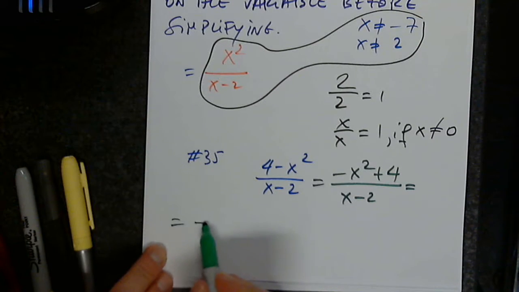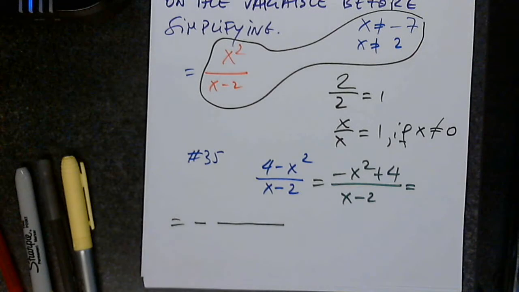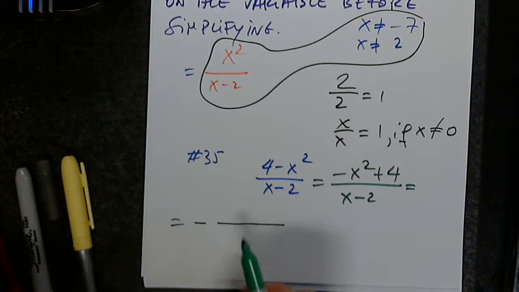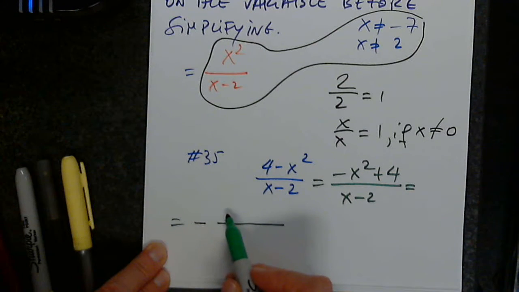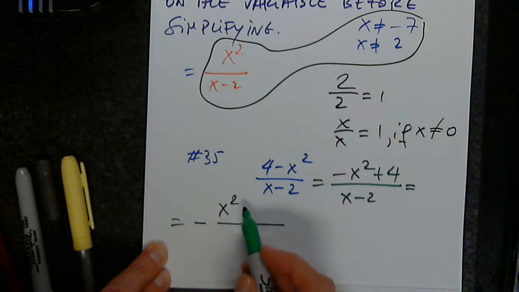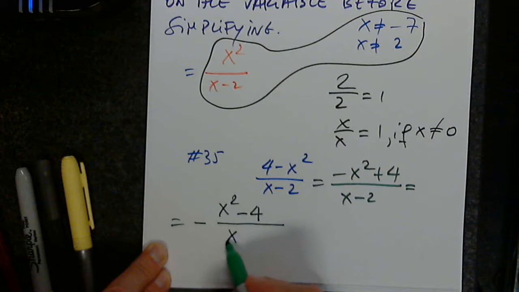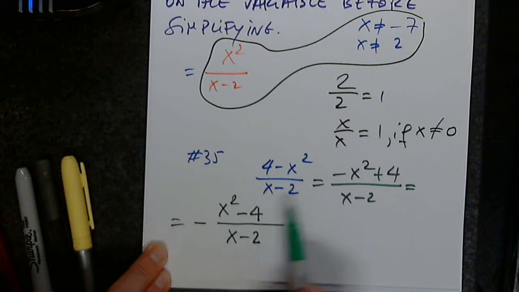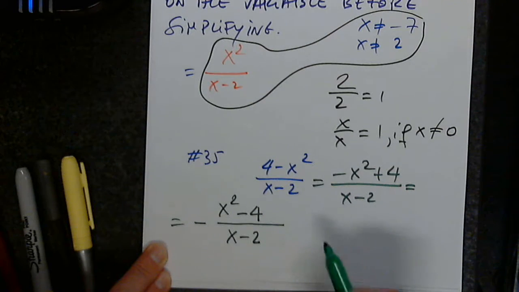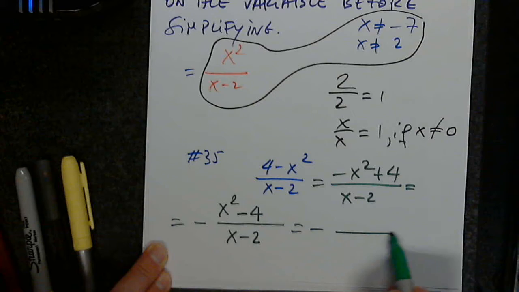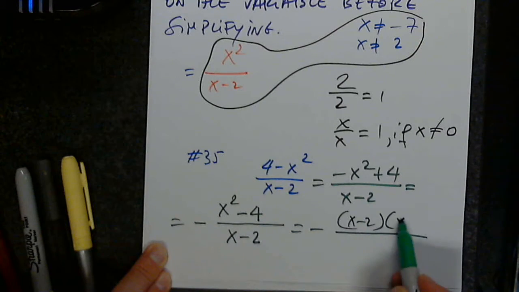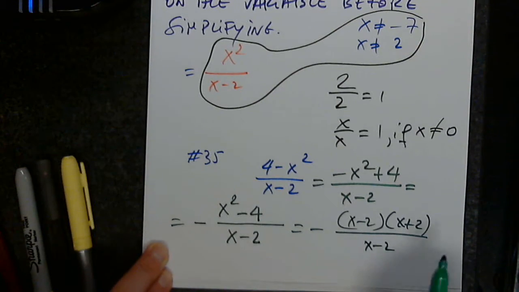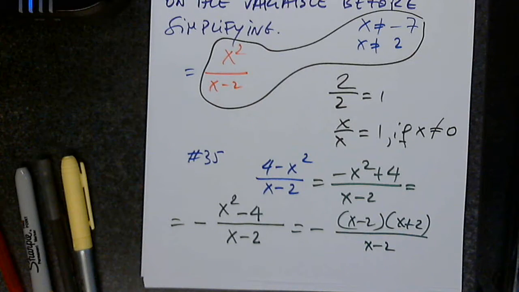So I'll pull a negative in front as we did when we reviewed chapter 6. So what do I have at the top now? Negative x squared plus 4. Minus 4 indeed. Divided by x minus 2, right? Negative 1 times x squared, negative 1 times negative 4. So what do I do next? X minus 2, x plus 2.